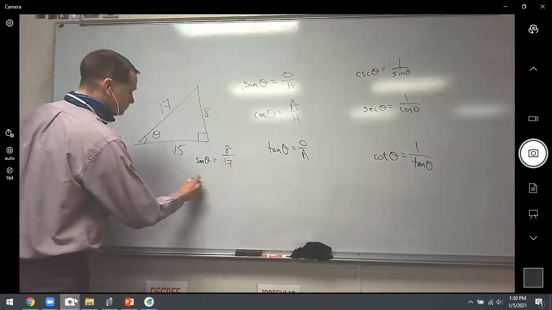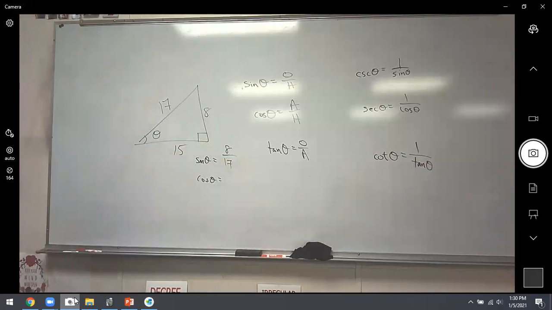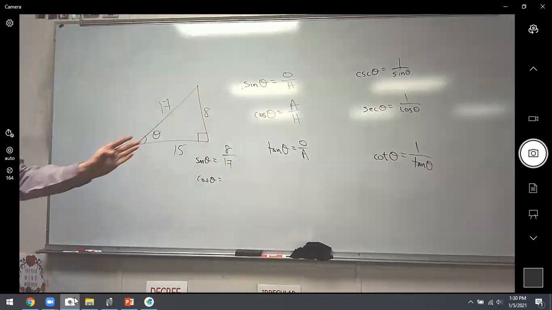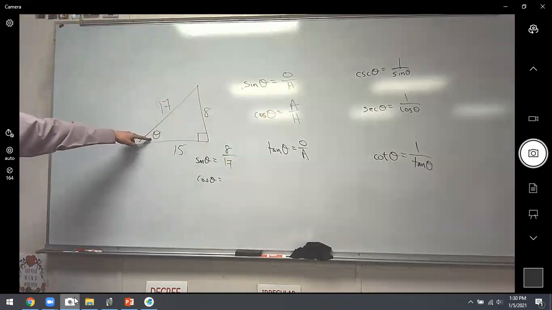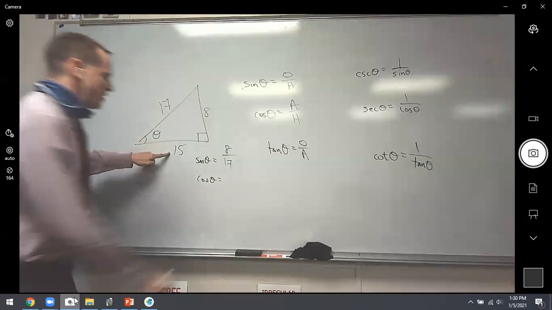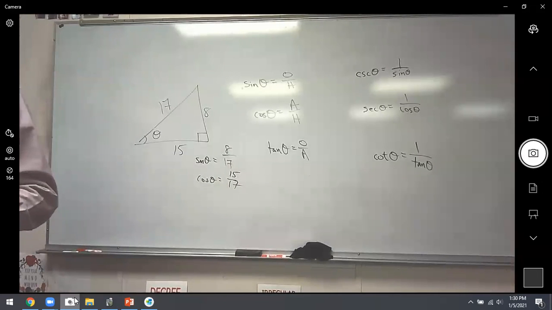Similarly, if they ask you for the cosine of this angle, what's cosine? By definition, adjacent over hypotenuse. Adjacent means next to. Now, any of these angles has two sides next to it, but one of them has already got a name. The longest one is the hypotenuse, right? So the other one is the adjacent. So for this angle, 15 is my adjacent, and again, the hypotenuse is 17. So the cosine of this angle would be 15/17. And so on and so forth.